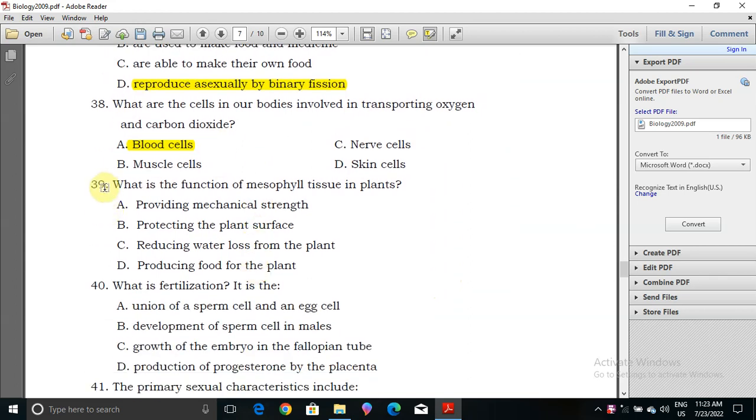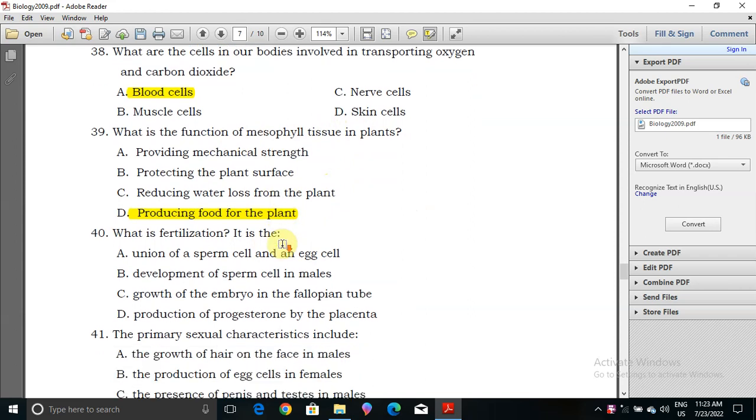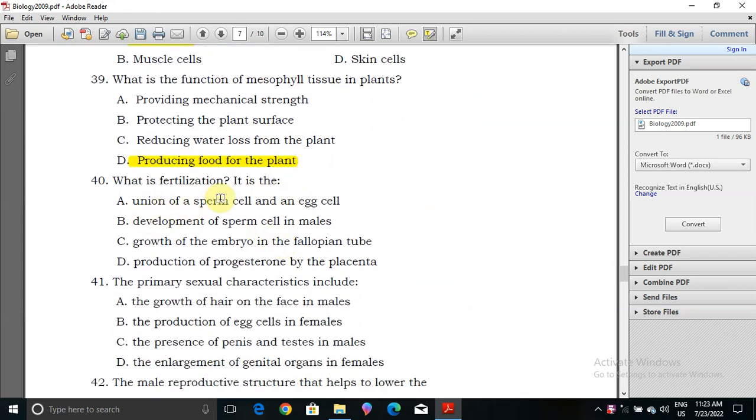Okay, now question number 39. What is the function of mesophyll tissue in plants? It is producing food for the plant. This is the correct answer for question number 39. Now question number 40. What is fertilization? It is the union of a sperm cell and an egg cell. Yes, this is the correct answer for question number 40, which is the definition of fertilization. Okay, now question number 41.